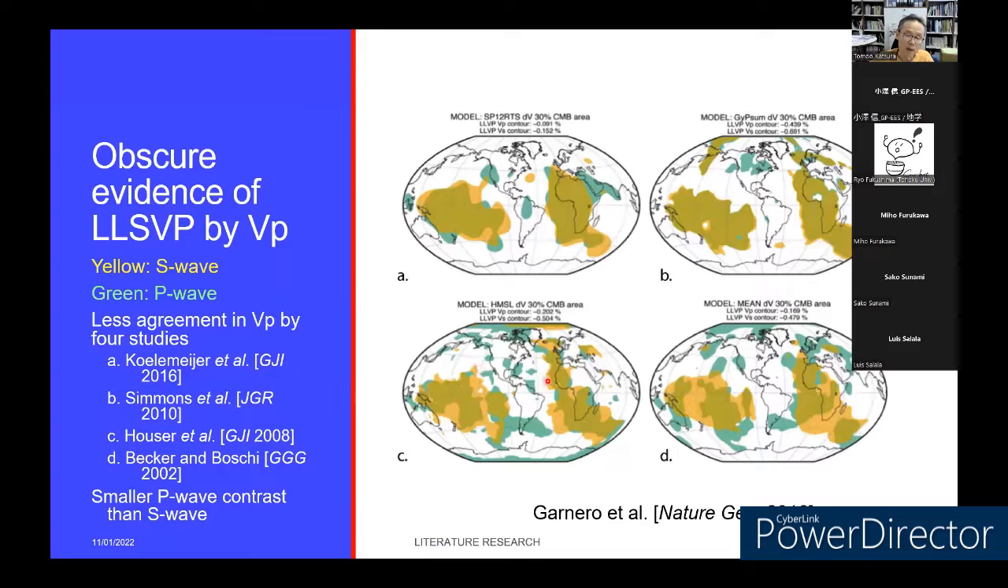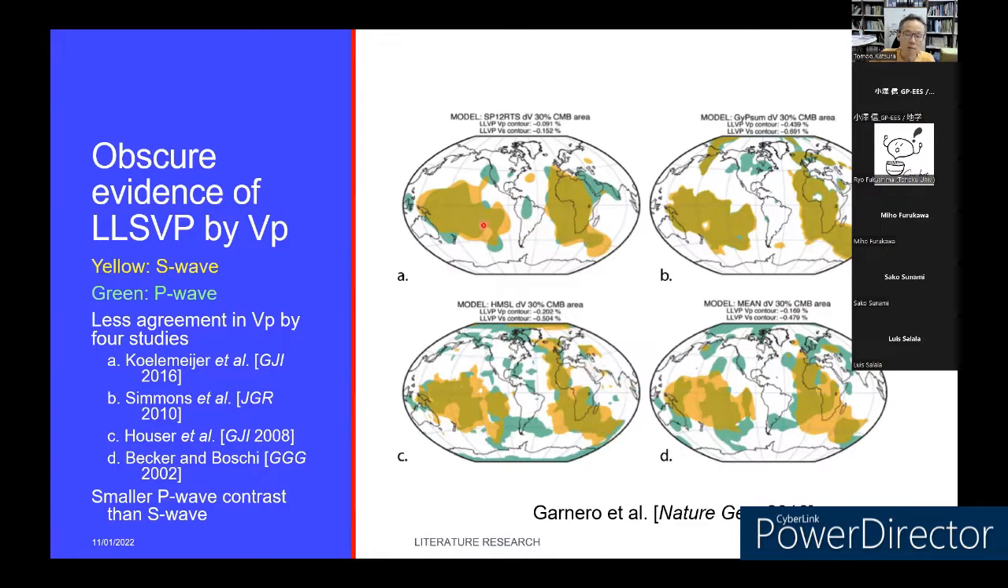In contrast to the shear wave velocity shown in the previous slide, the P wave anomaly is quite ambiguous. These are four studies of both P wave and S wave anomalies. These maps show the P wave, given by green color, and S wave, shown by orange color, low velocity anomalies from four studies.